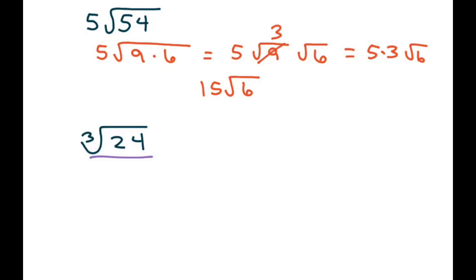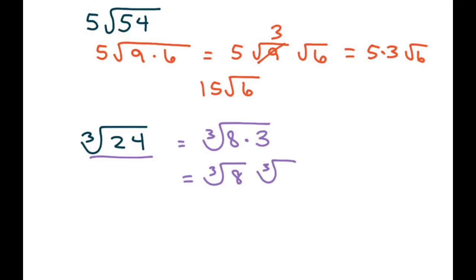For this one, we do the same thing. Now I want a cube root of something, so I'm going to use 8, because the cube root of 8 is 2. I know that 8 times 3 is 24. I can break this down as the cube root of 8 times the cube root of 3. So the cube root of 8 is just 2, and we're still left with the cube root of 3.